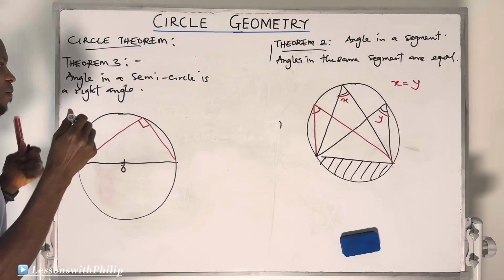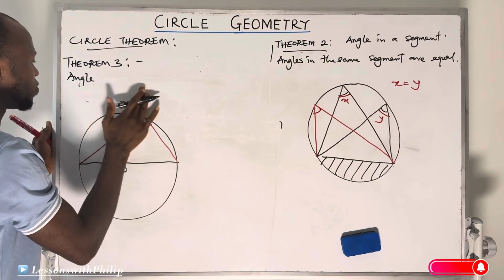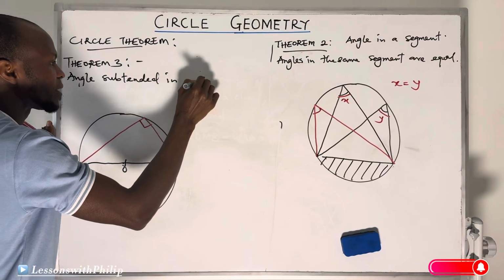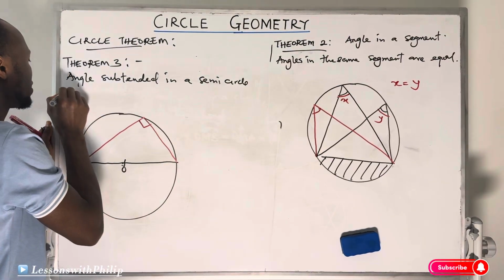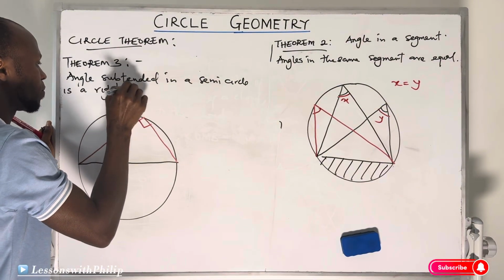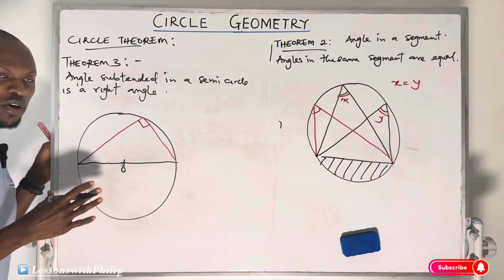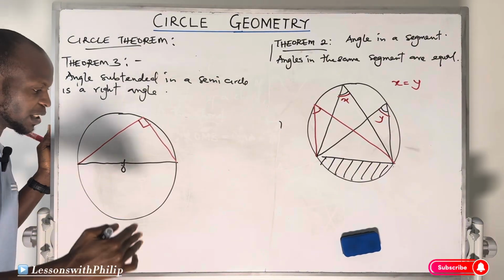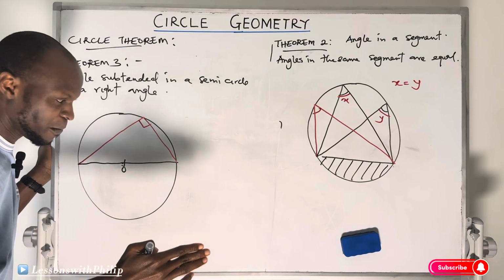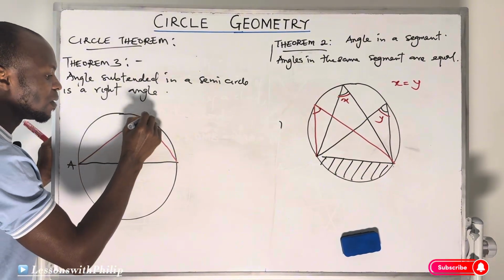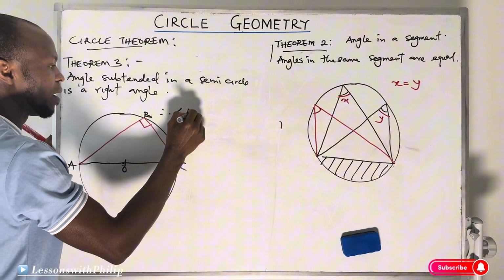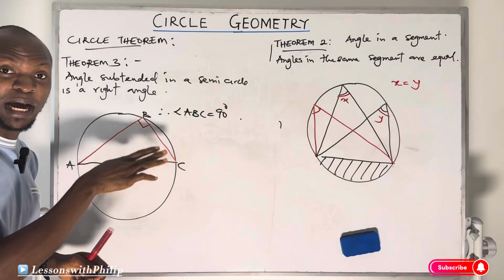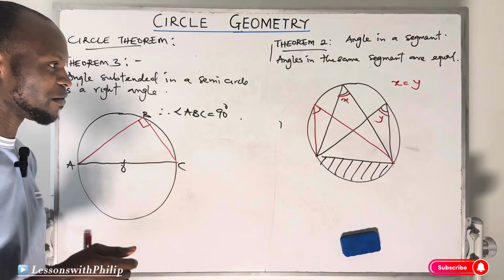The angle subtended in a semicircle is right angle. Angle subtended in a semicircle is a right angle. Please take notes. If an angle is subtended in a semicircle, any angle that is subtended by a diameter is a right angle. And if this is A, B, C, now, therefore, my angle ABC equals 90 degrees. Now, that is how to name an angle, which I've explained in one of our previous classes, angle theorems.